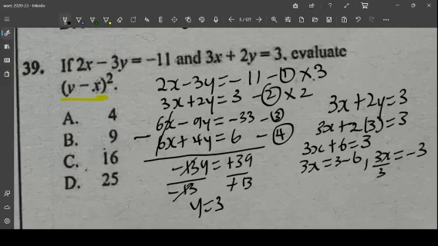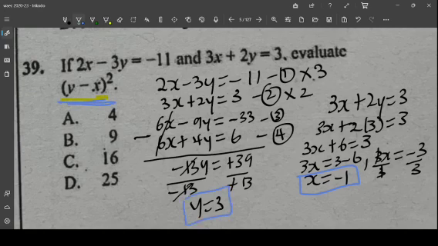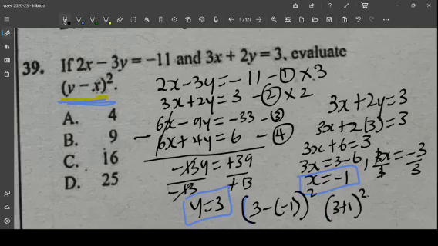So if I divide both sides by 3, that means my x equals what? Minus 1. So now I have my x as minus 1. I have my y as 3. The question tells me to solve for y minus x all squared. So what is my y? It's 3. I'm going to have 3 minus, what is x? Minus 1, all squared. All right. So what is 3 minus minus 1? Minus and minus is plus. So I'm going to have 3 plus 1 all squared. 3 plus 1 is 4. So 4 squared is what? And that's the answer.